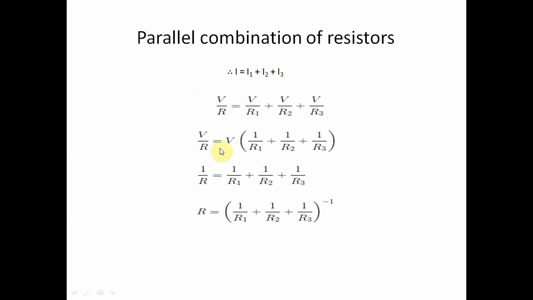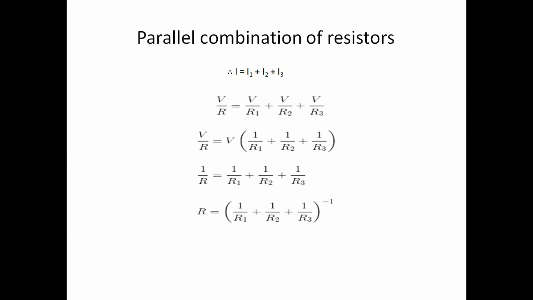So taking V common, we get the result 1 by R is equal to 1 by R1 plus 1 by R2 plus 1 by R3, and for calculation of the value we can take the inverse of this calculation. So what are the main points in parallel combination of resistors? In a parallel circuit, the equivalent resistance is less than the least resistance in the circuit. Meaning if we have a number of resistors and one resistor is 1 ohm, then the total resistance of the parallel combination will be less than 1 ohm.